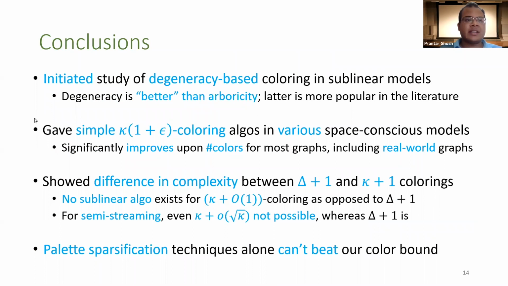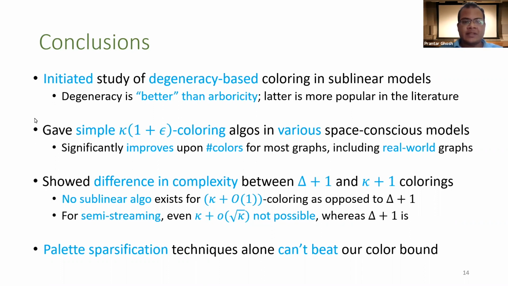In conclusion, we initiated the study of degeneracy-based coloring in several sublinear models, and we show that it is a better parameter than arboricity, as it gives sharper color bounds and tighter analysis. We gave several color-efficient algorithms in different models, and this significantly improves upon the number of colors used by prior algorithms, and especially for real world graphs, this is a large improvement. And we showed a sharp gap between the complexities of delta plus 1 and kappa plus 1 colorings.